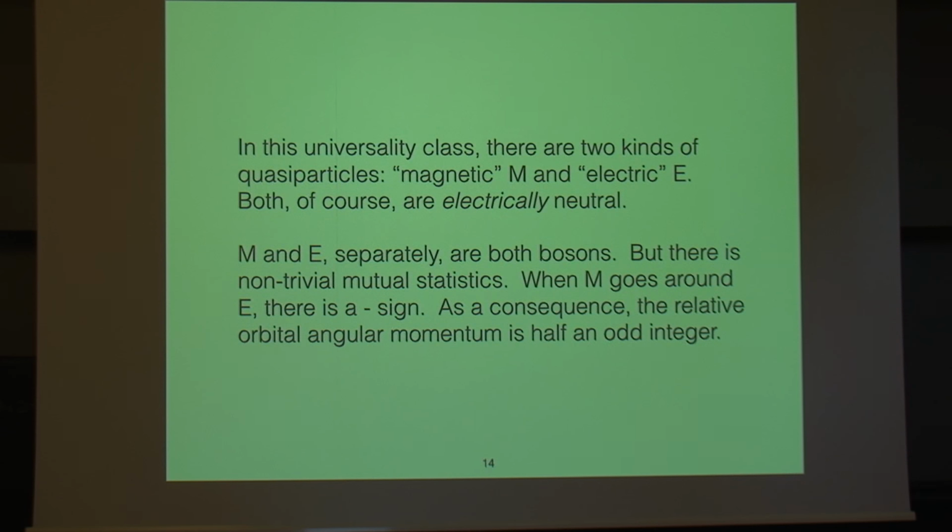This is not, by the way, fermions. Fermions is not when one goes around another, you get a minus sign. It's when one is exchanged. This is like half a fermion, so often called a semyon. But the particles are not identical.